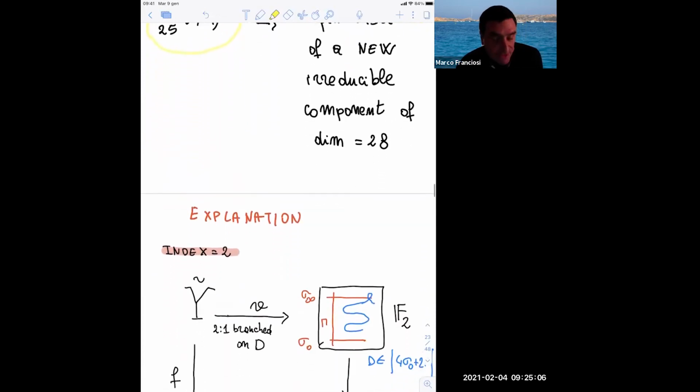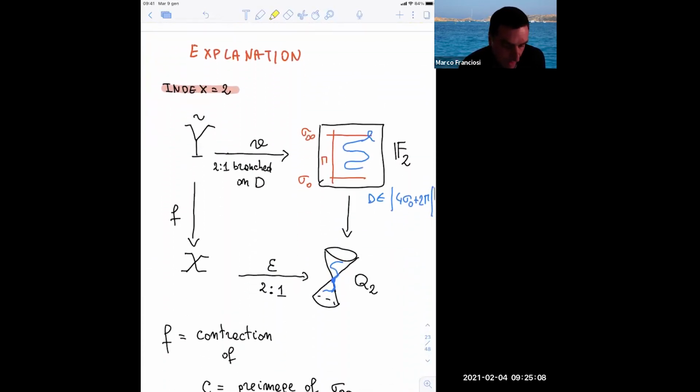So let me explain how we did our construction. Let us start with index 2. Index 2 means that we have to keep in mind the construction. We have X, we have a resolution Y tilde, and we have a map to a minimal model Y, as was explained yesterday by Julie. And we reverse this construction.